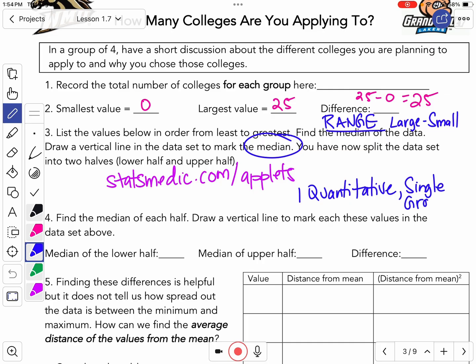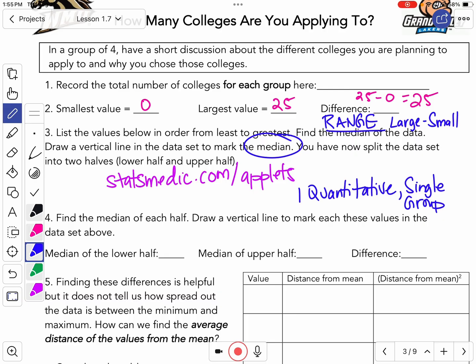And I want you to take a second and put in all those data pieces that we have there. We're going to put those values in, and it's going to give me the median. So that's our applet we're going to use. Take a second and do that. Let's get all that data put in. Let me get mine put in back here.